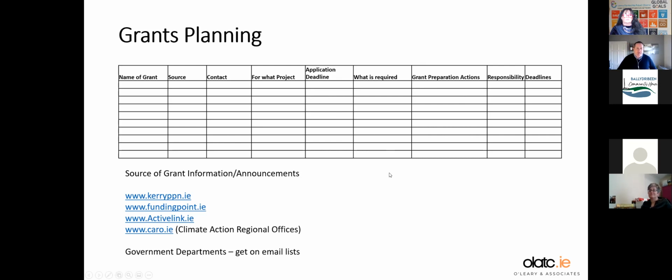So where do I get all of my information on grants? How do I know what's coming up? How do I know what deadlines are out there? How do I know what funds are available? There are three main sources that we look at.